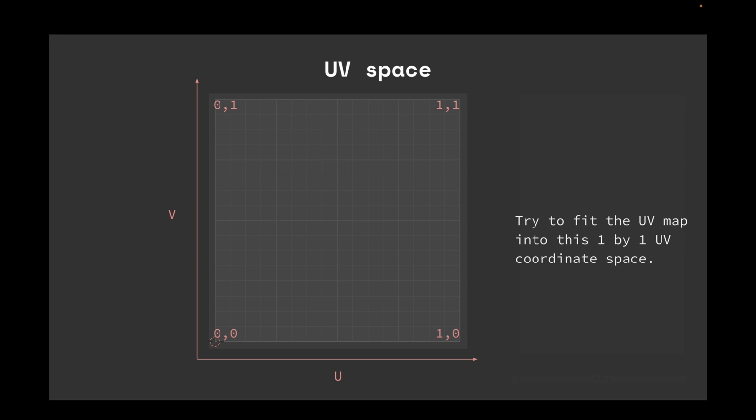This is an example of what you'll see in pretty much any 3D software package, which is our 0 to 1 UV space. 0 is the origin, at the bottom left, and 1 is on the top right. And so all of your UVs will fit in this space.